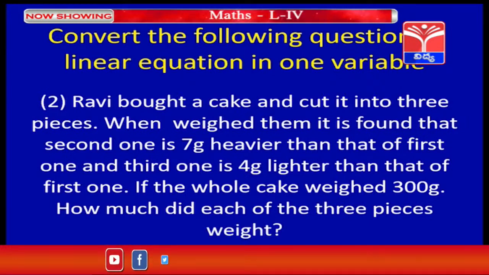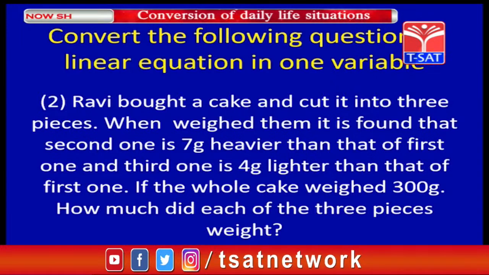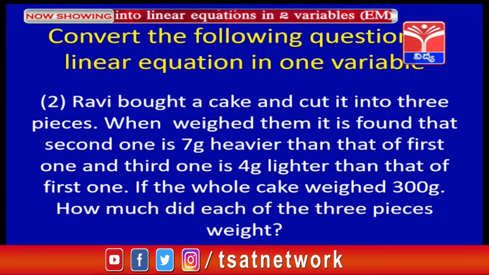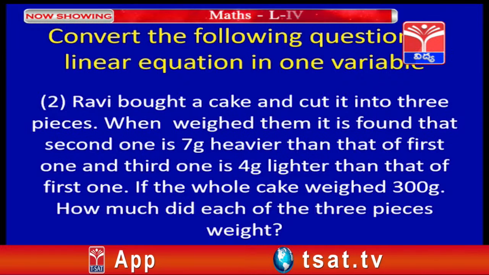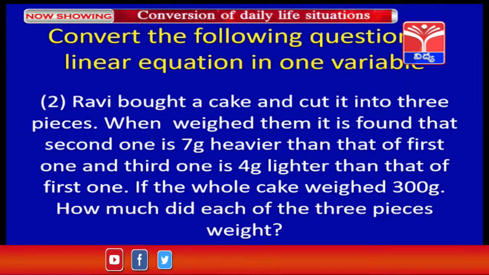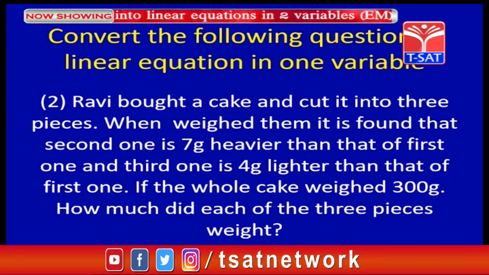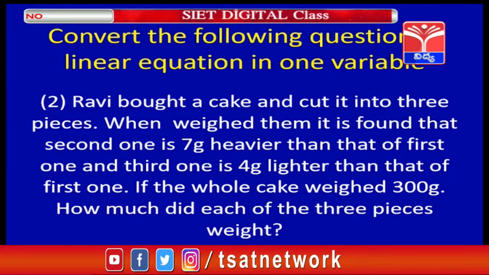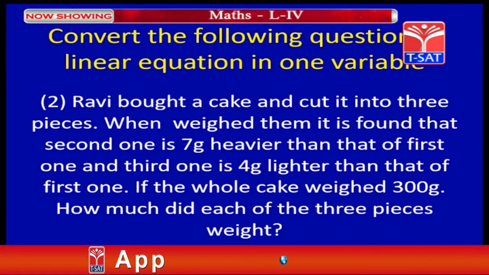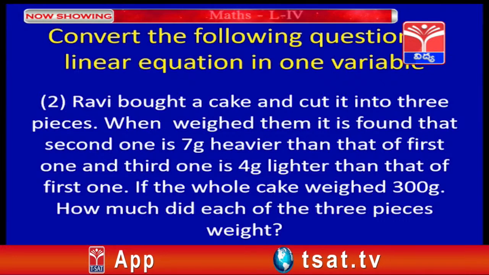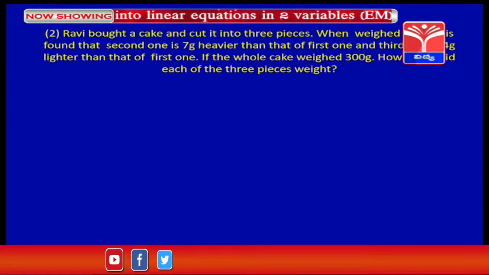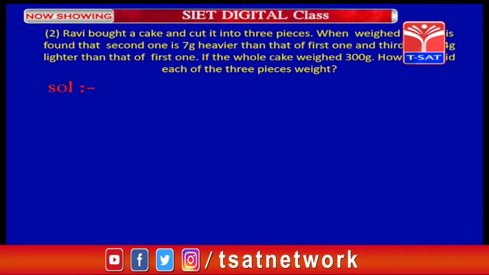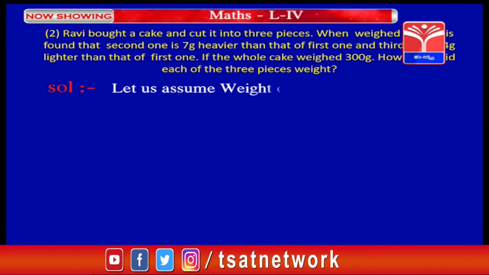Here we have to convert this question into a linear equation in one variable. Before starting the solution, if you observe the question, the second piece and third piece are compared with the first piece. Therefore, we have to take the weight of the first piece as x grams. Okay? Solution. Let us assume the weight of the first piece is equal to x grams.